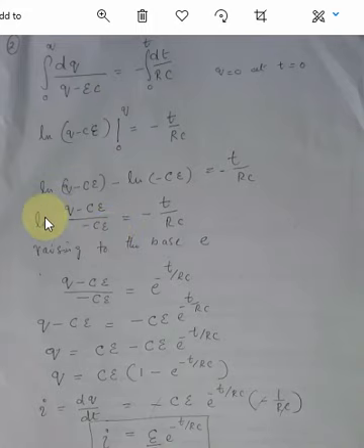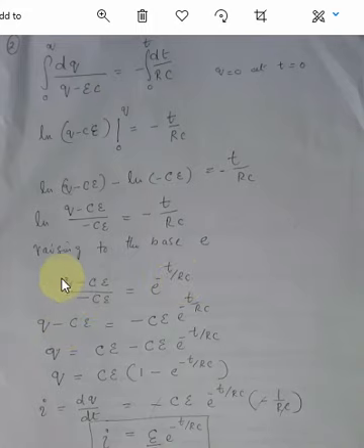Now how to remove this log? We will raise both sides of the equation to the base e. So here this log gets vanished, and we will be left with Q minus EC divided by minus EC. And here when this is raised to the base e, we will get this. So raising this whole equation to the base e, we get this equation.